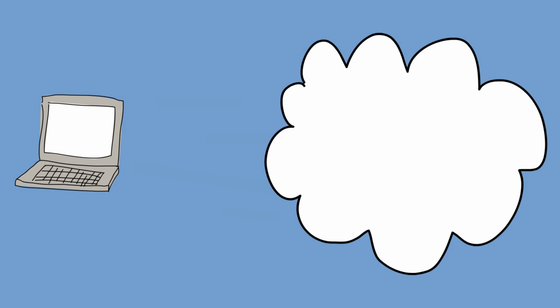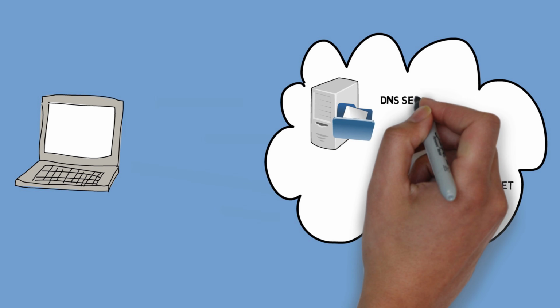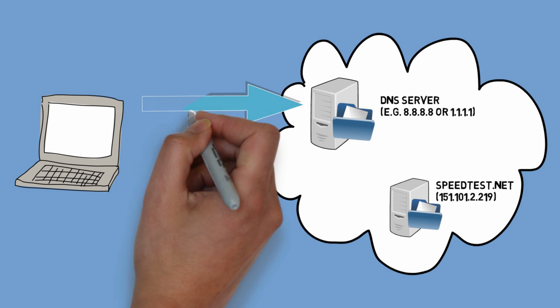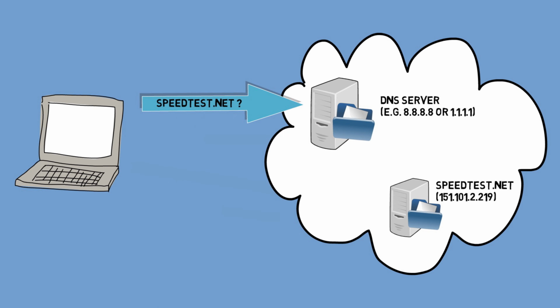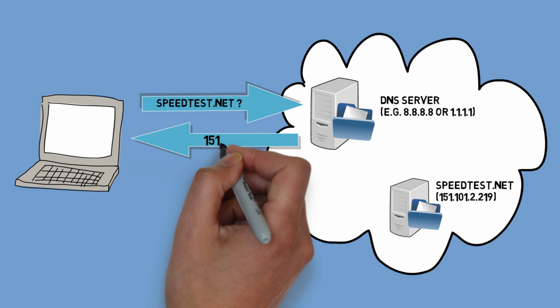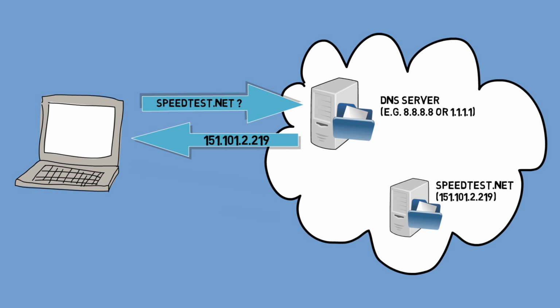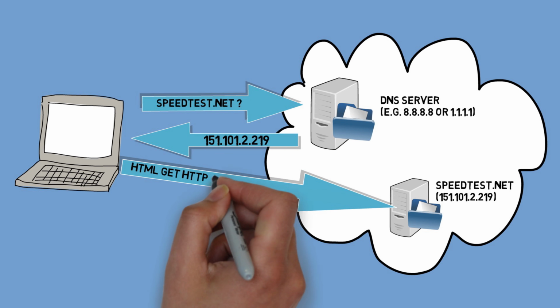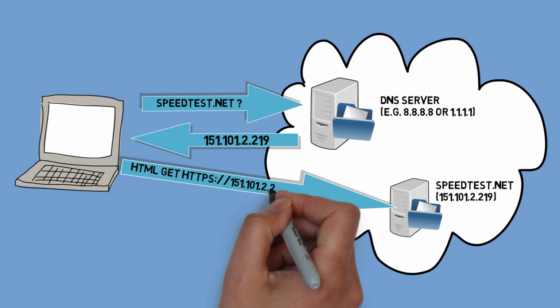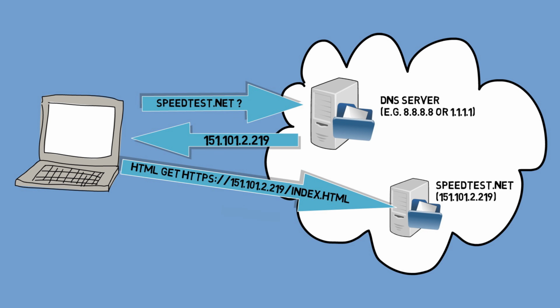When we browse to a website like, let's say, speedtest.net, then the browser would first query a DNS server. DNS is short for Domain Name System, in order to find out what IP address speedtest.net has. It's kind of like looking up a phone number in a phone book. You know the name and the city of the person you want to call, and you can look up the phone number and then dial it. DNS does pretty much the same with IP addresses. Once the browser knows the IP address, it can then make an HTTP or HTTPS request to that address and gets back an HTML document.